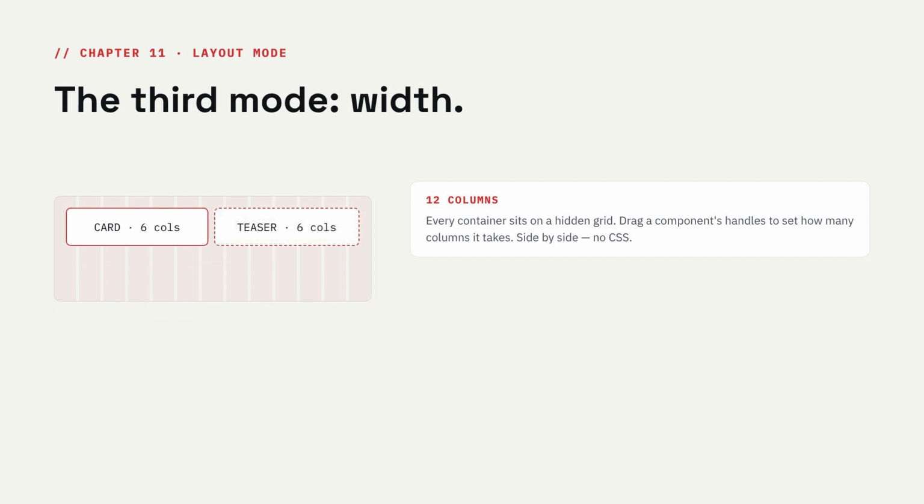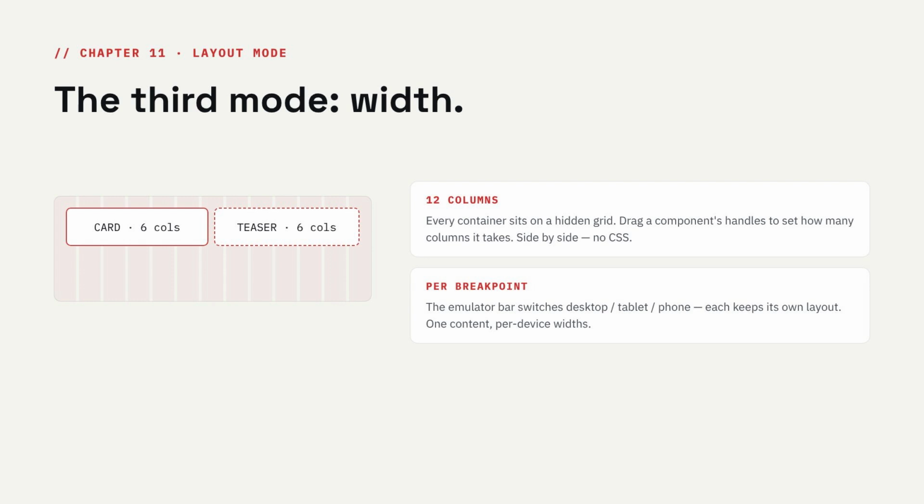Grab the side handle, drag, done. A card across 6 columns, a teaser across the other 6. Suddenly they sit side by side. No CSS is written, no dialog opened. And here's the part that makes it powerful.